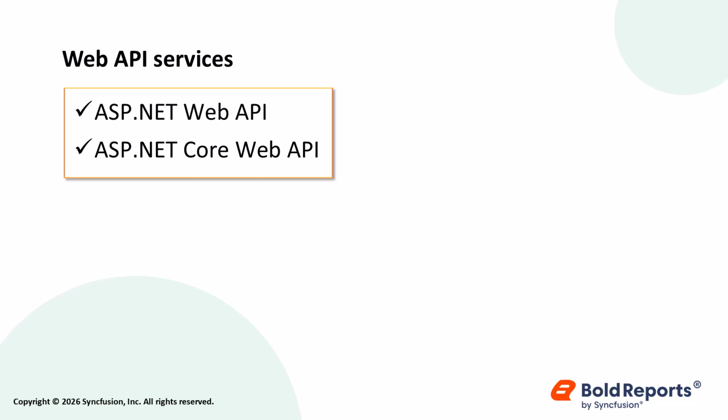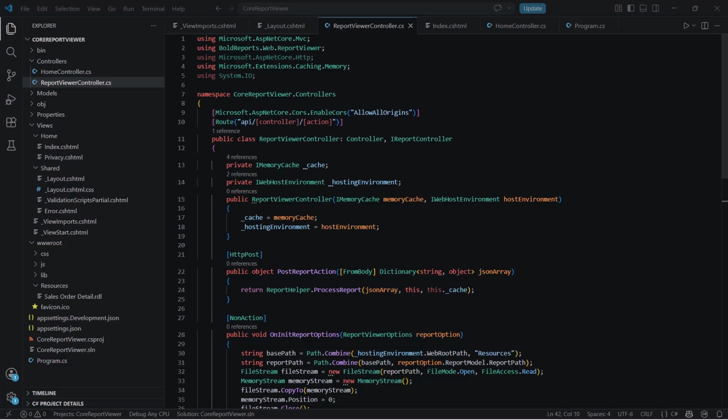The report viewer requires a web API service to process report files. There are two options for creating a web API service: ASP.NET Web API Service and ASP.NET Core Web API Service. For this demo, I have created a Core Web API Service on my local machine. I've linked a video on how to create the service in this video's description.